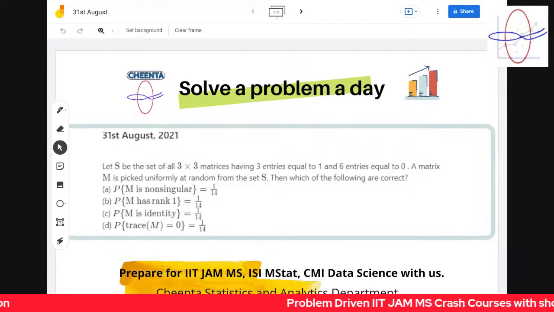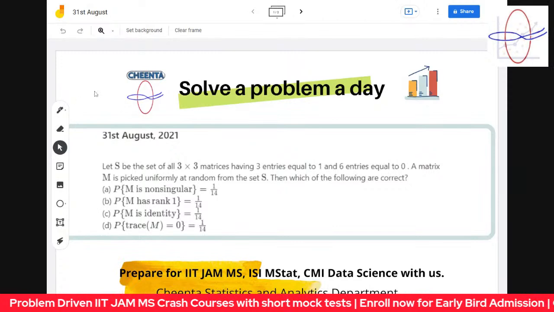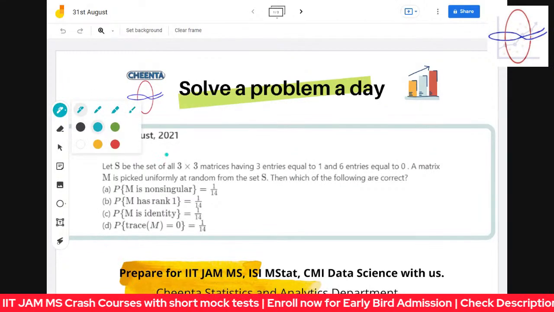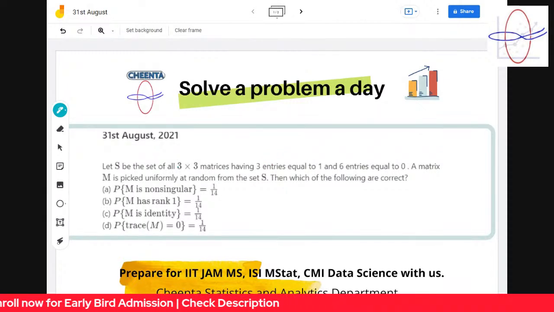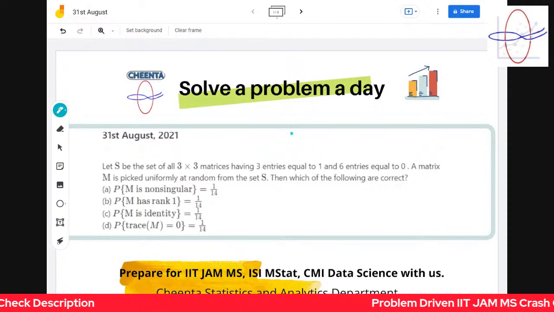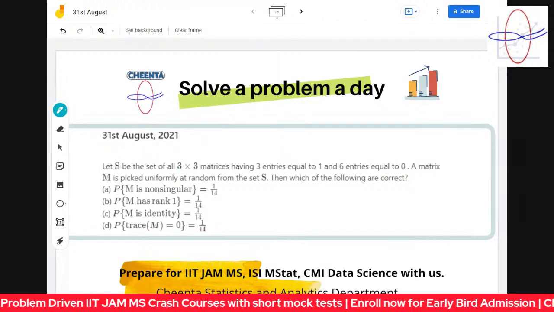So what's in this problem? Let's check that. The problem is asking about three cross three matrices having three entries equal to one and six entries equal to zero. That means out of the nine places in the matrix, there are three places which are one, and the rest of the six places which are zero. A matrix is uniformly selected at random, and then which of the following are correct.